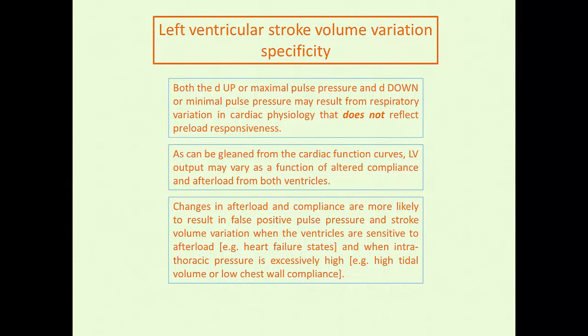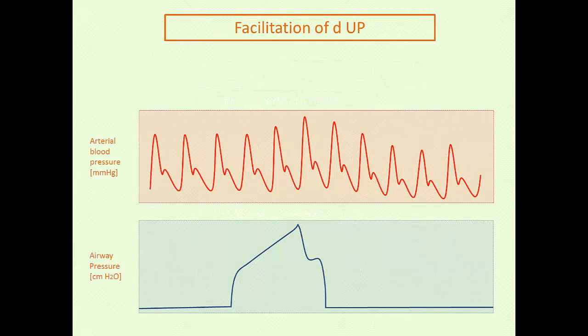And these changes in afterload and compliance, and by compliance, I mean ventricular compliance, are more likely to result in false positive pulse and stroke volume variation when the ventricles are sensitive to afterload. And this is particularly true in heart failure states. And it is exacerbated when intrathoracic pressure is excessively high, because the dose or the stress that you're applying to the cardiovascular system in this situation will be markedly higher than it was in the derivation group. And this would be true if very high tidal volumes are used or low chest wall compliance is encountered. So this would be a false positive.